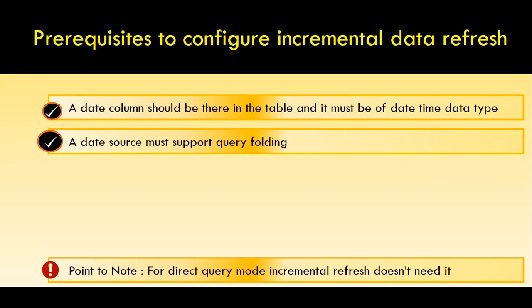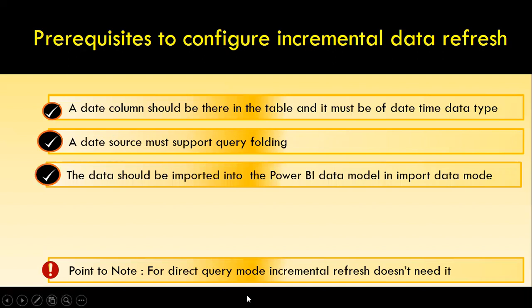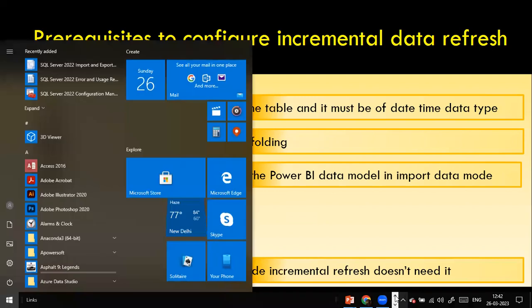For example, SQL Server, Oracle, Teradata. These RDBMS support query folding, whereas MySQL does not support query folding. The data source must support query folding, only then will the incremental refresh work. And then the data should be imported into the Power BI data model in import mode. So with this you can understand very clearly that in direct query mode you cannot schedule the data refresh. You don't need it in direct query.